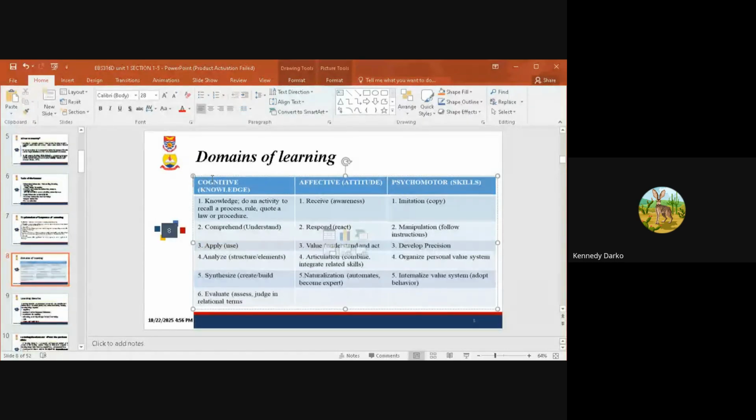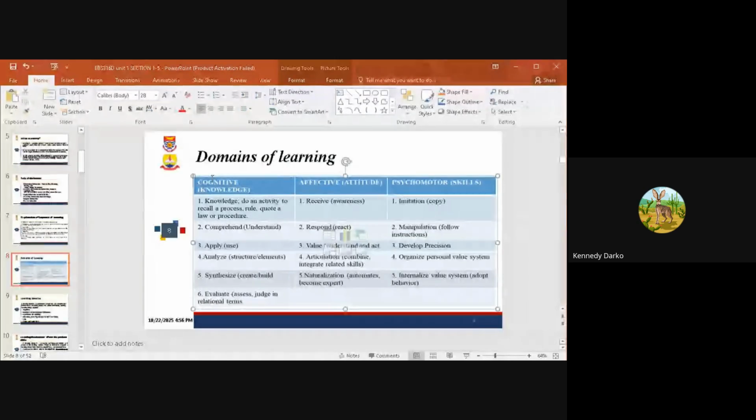Then you need to be articulation. You combine, you integrate related skills. And so the skills that you are getting, you need to relate them, so that when you are relating them, it will help you to be able to perform the task that has been given to you. You also need to organize with the affective or the psychomotor. You use your hand, you pick the pieces and put them together, and you look at the personal value system. So this is what is happening.